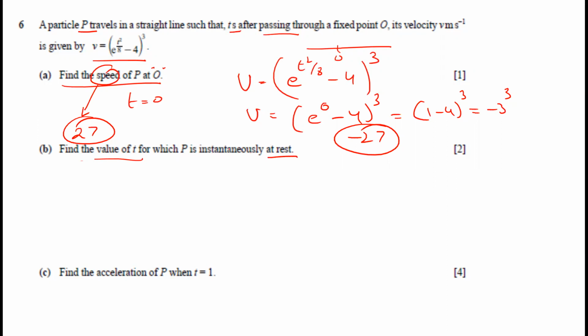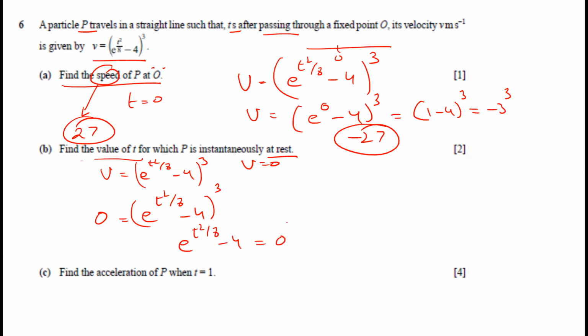When an object is at rest, the velocity is 0. So if v = (e^(t²/8) − 4)³ is 0, then, because this is raised to power 3, we can write e^(t²/8) − 4 equals 0 raised to power 1/3. So 0 raised to power 1/3 is also 0. So e^(t²/8) equals 4.